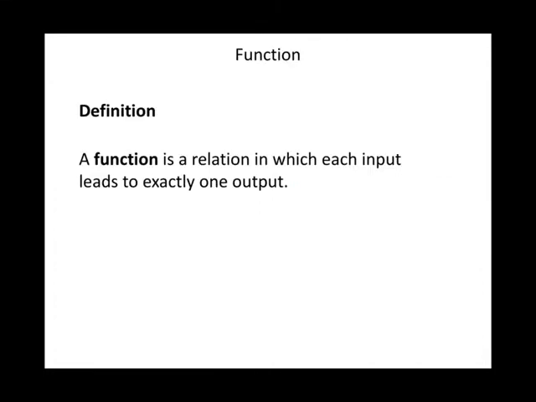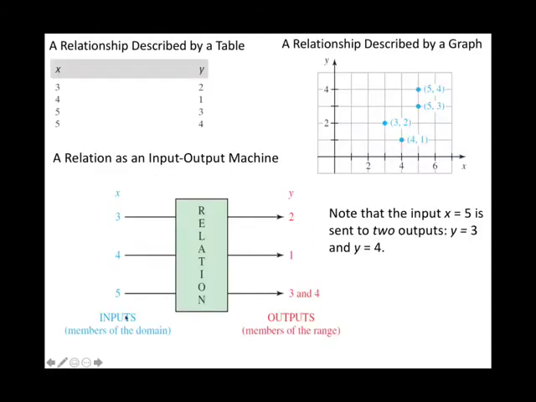Function. A function is a relation in which each input leads to exactly one output. Highlight this one. Each input leads to exactly one output. We call this a function. So think about it. For this one, I have 1 input, but I got 2 outputs in here. So you know this is not a function.